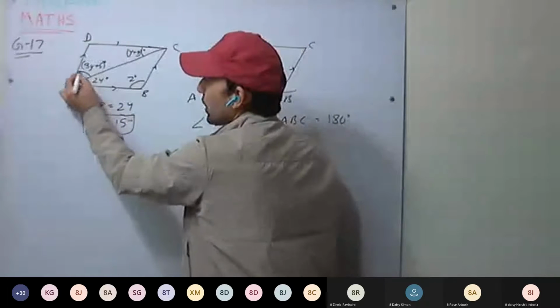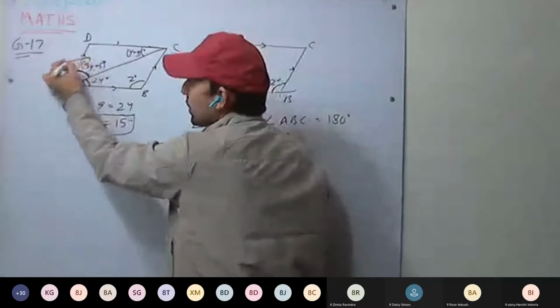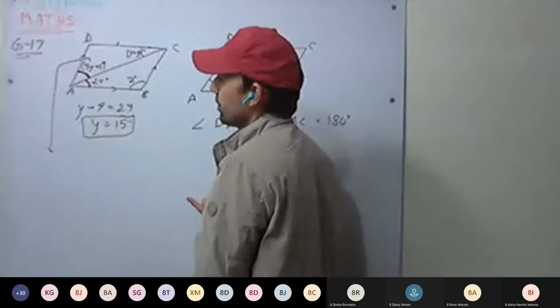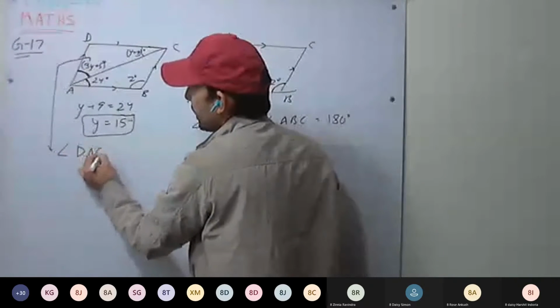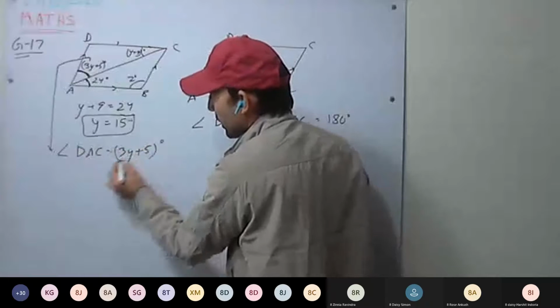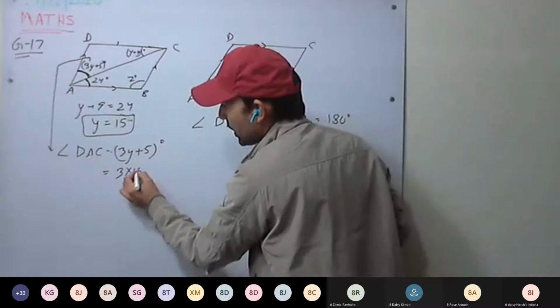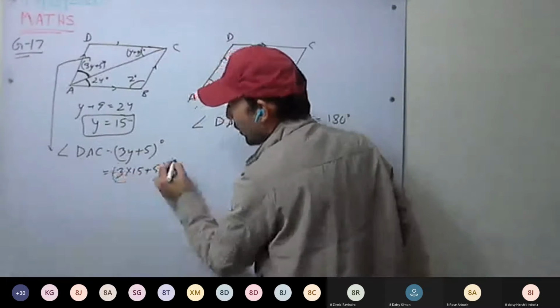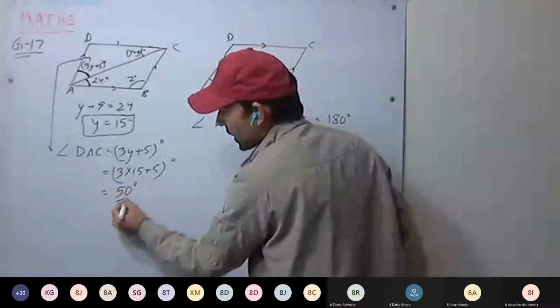This is 24, we already know, but this we don't know. So first we have to calculate this angle. Angle DAC, it will be how much? 3y plus 5 degree. Y value we already calculated, 15. So 3 into 15 plus 5, 45 plus 5, 50 degree.